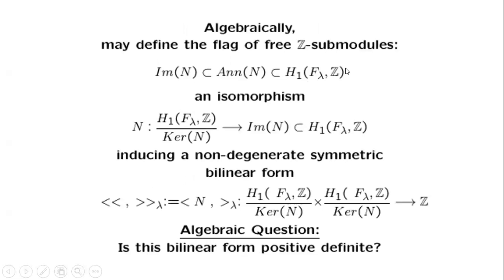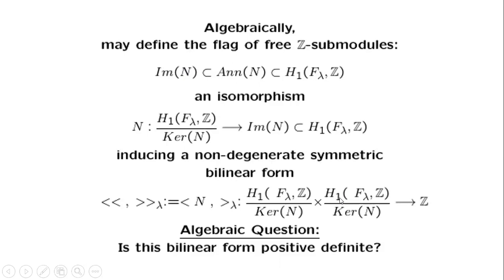So from the point of view of algebra, it happens that in this H1 of F lambda Z, we have the image of N and we have the annihilator of N. So this gives a flag of vector spaces in H1, which is defined algebraically. We're using the N. And this also gives a map which goes from H1 divided by the annihilator of N into the image of N, which induces a non-degenerate bilinear form in H1 divided by the kernel.